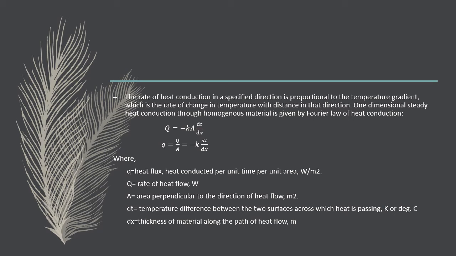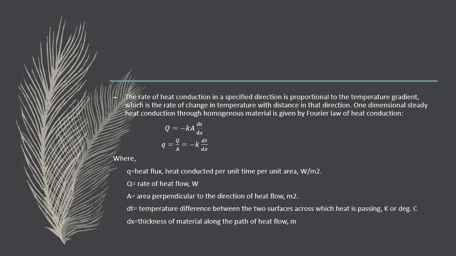One-dimensional steady heat conduction through homogeneous material is given by Fourier law of heat conduction. That is, Q is equal to minus KA dT by dx, where Q by A is equal to a small q, which is heat flux, is equal to minus K dT by dx, where small q is heat flux, heat conducted per unit time per unit area, and capital Q is rate of heat flow.